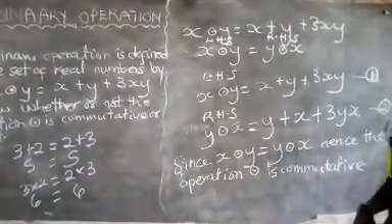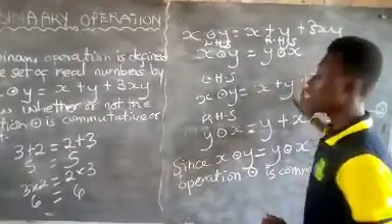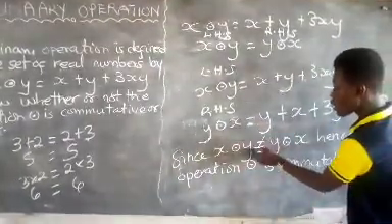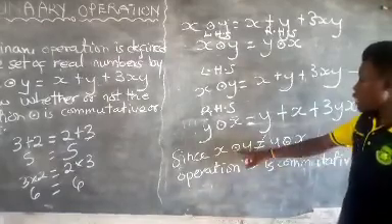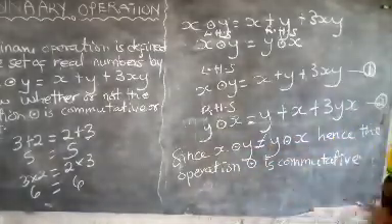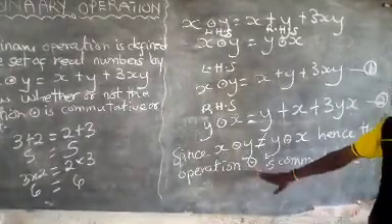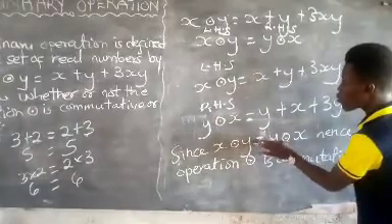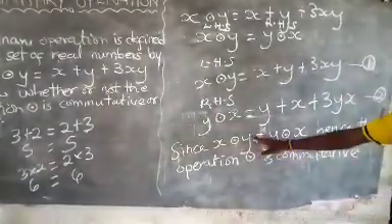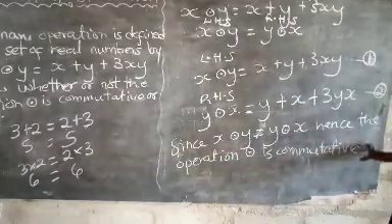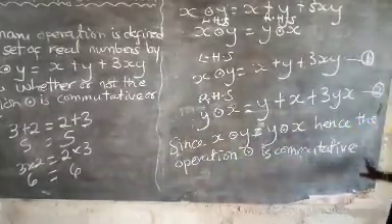But in instances where you check both of them and they are not the same, then in your conclusion you write that since this is not equal to this, hence your operation is not commutative. But in this case, it is commutative, so we maintain it this way. So since x operation y is equal to y operation x, hence the operation is commutative.